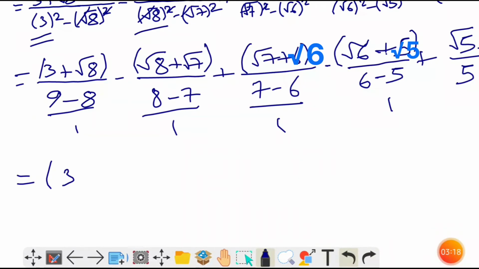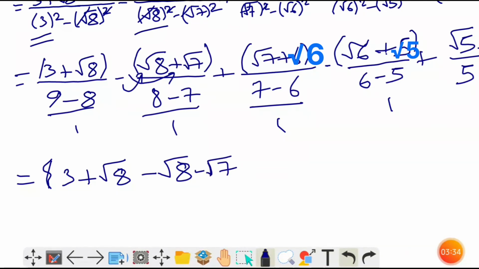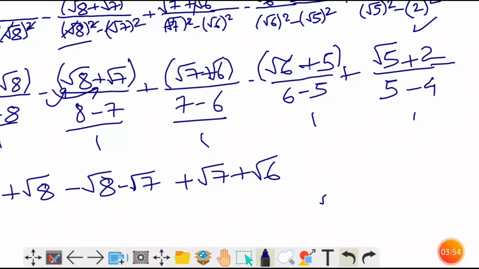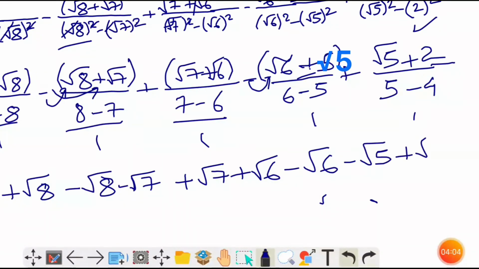Here we have 3 plus root 8, 3 plus root 8, minus will change the sign, that is minus into plus, minus root 8, minus into plus, minus root 7, plus will not change the sign, so it will be as it is, that is root 7 plus root 6, again minus will change the sign, that is minus into plus, minus root 6, and minus into plus, minus root 5, plus root 5 plus 2.